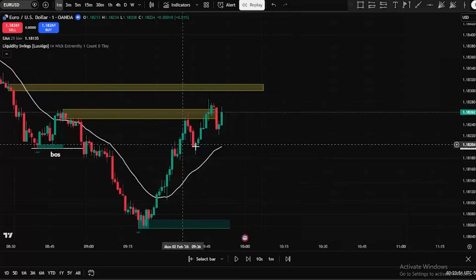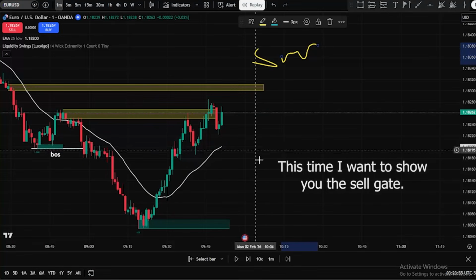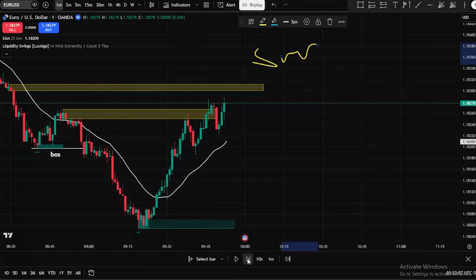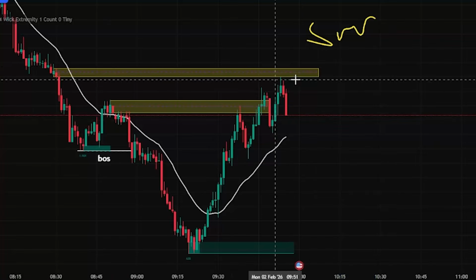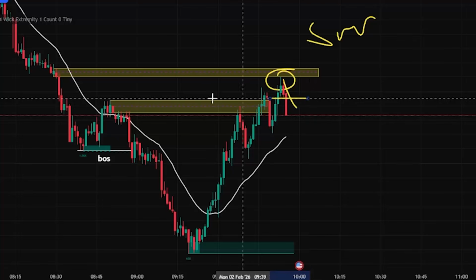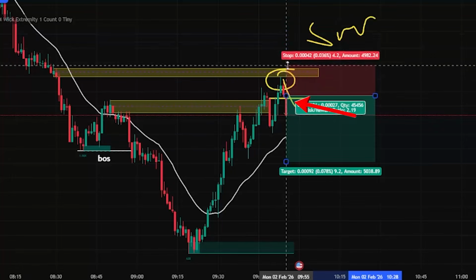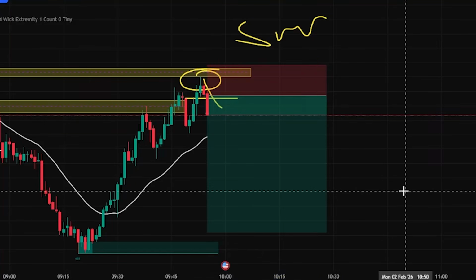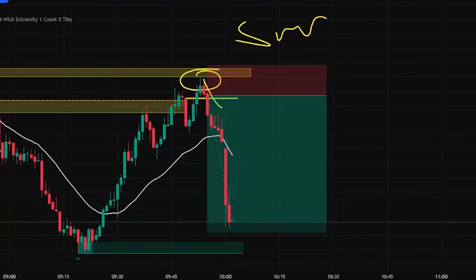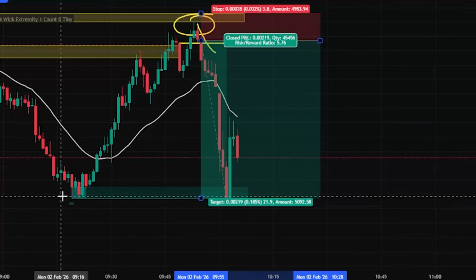Rules for entering a sell. Identify a clear ceiling that has been touched several times. The price breaks the ceiling and quickly returns below the level. Fake breakout. The price is below the EMA 21. A bearish confirmation candle such as an engulfing or pin bar gives the signal. Enter after the confirmation candle closes. Stop above the liquidity ceiling. Target at least 1 to 1.5.